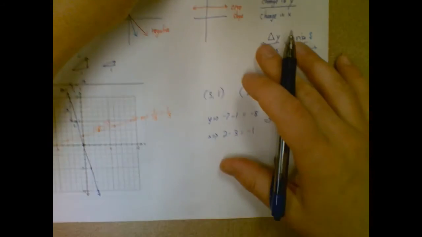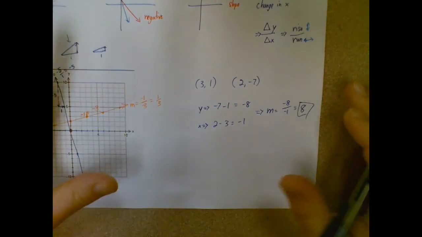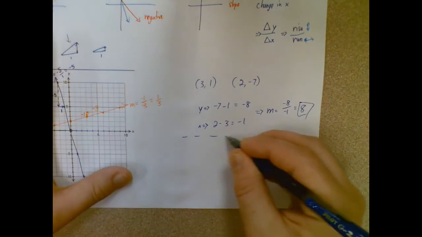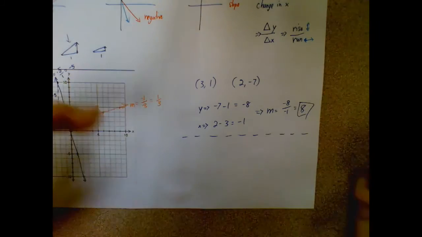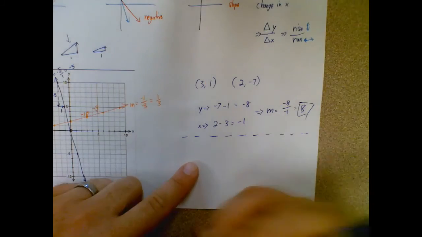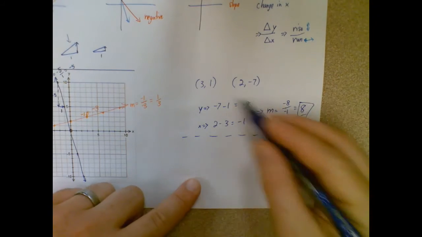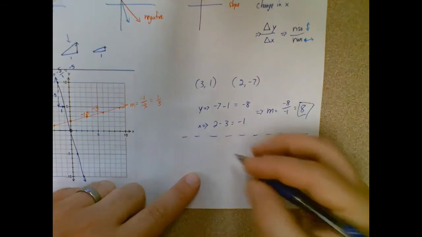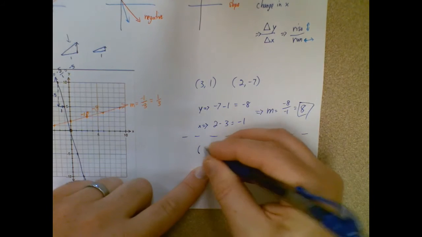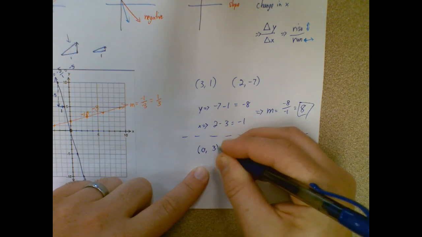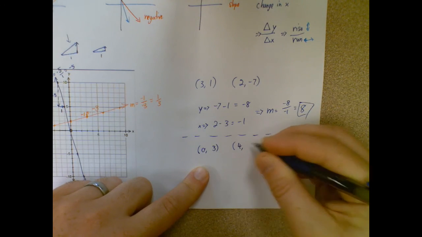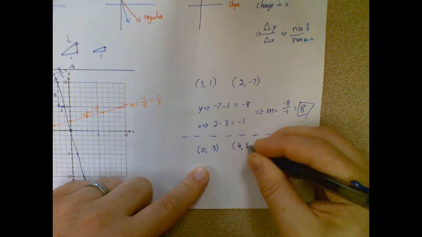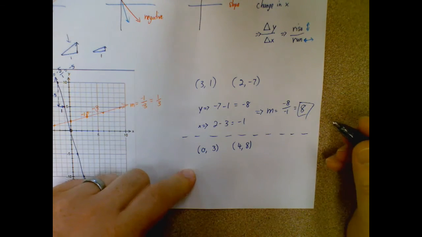A lot of people don't like having to reason their way through stuff every single time because it gets rather exhausting. So there's a formula you can use that basically breaks down this exact process. So let me get 2 new points. Let's go from (0, 3), and I'm going to go up to (4, 8).